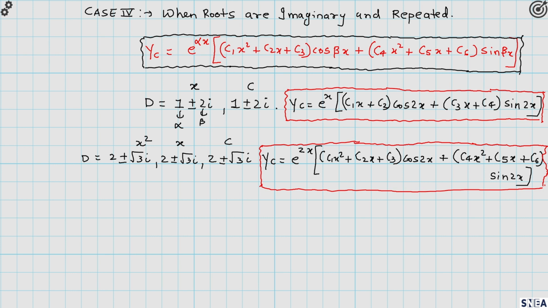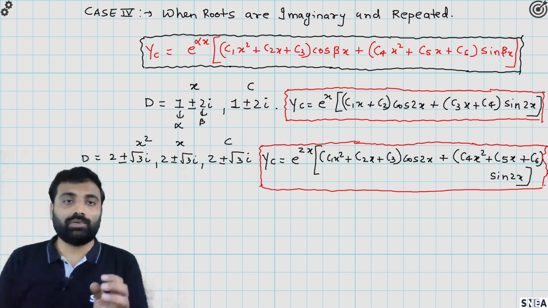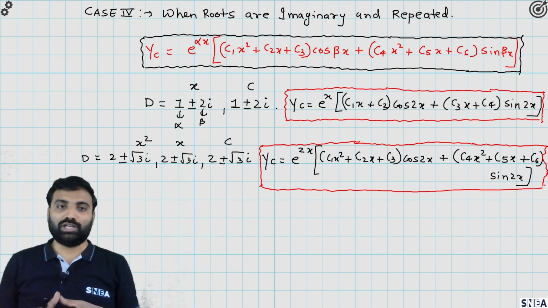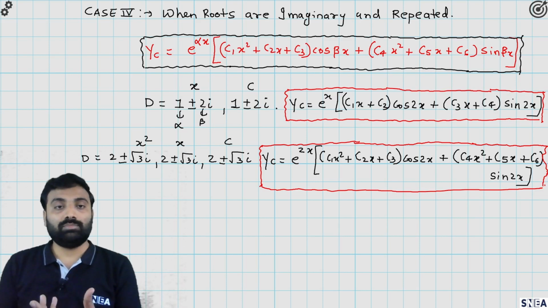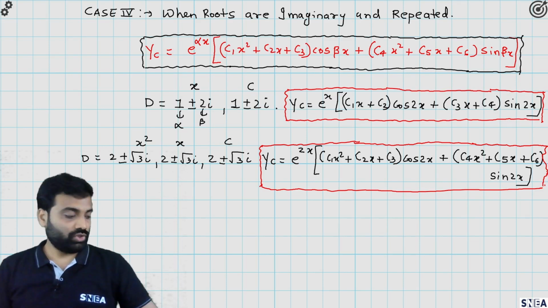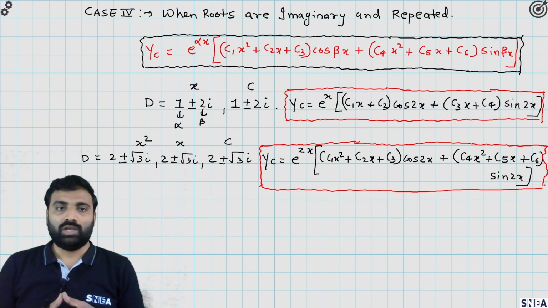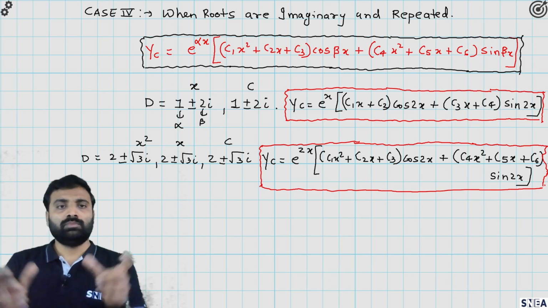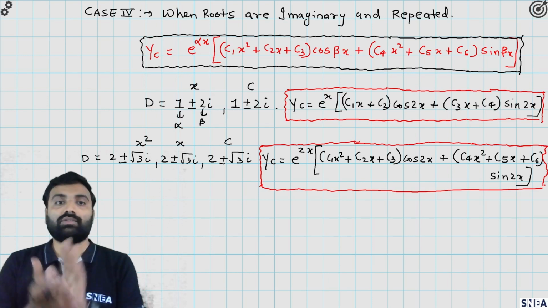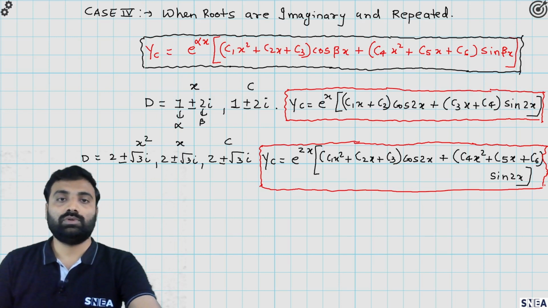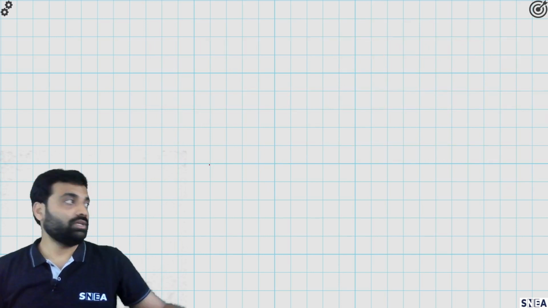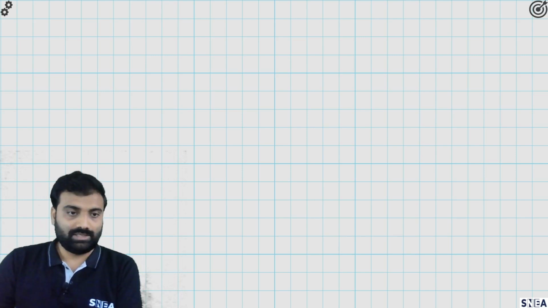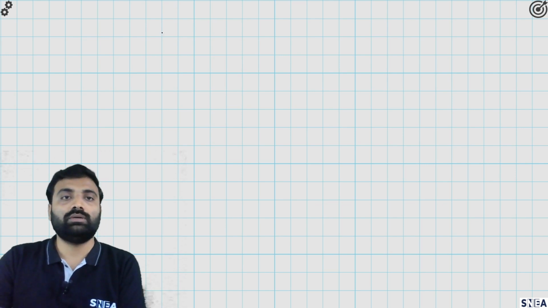But actually sometimes what happens students, कभी कभी mixture भी सवाल पूछा जाता है. Means sometimes your roots can be real as well as your roots can be imaginary also. So in such case what we have to do is we have to just mix both of the cases. For example, let us take an example of combination cases. Let us see how to do it.